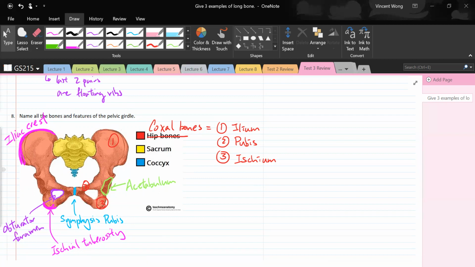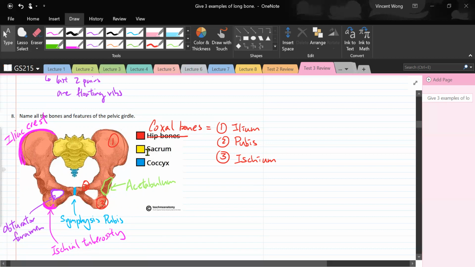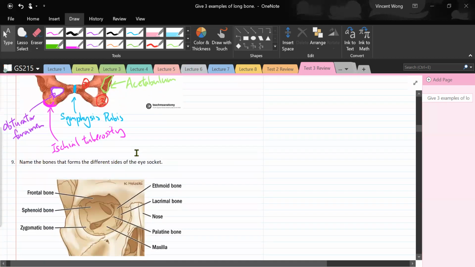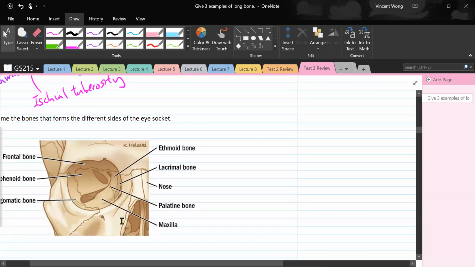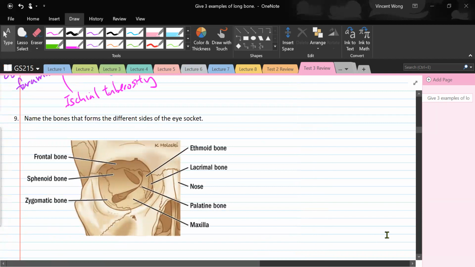Okay, so that's that. Next, name all the bones that form the different sides of the eye socket. So here they are, conveniently. I found a diagram that has all the bones in it already.